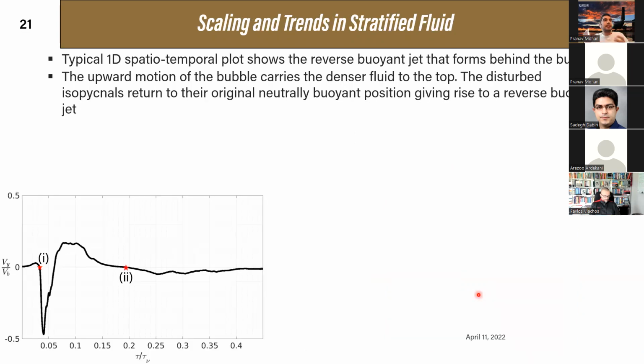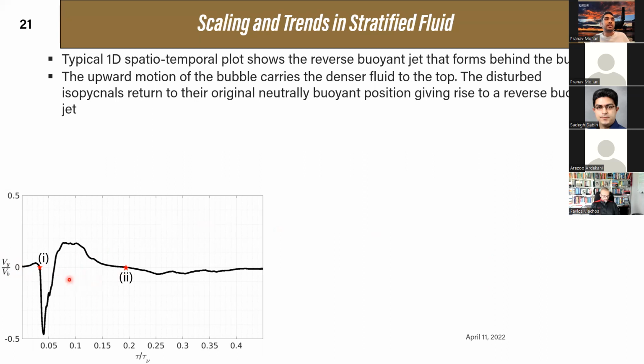To provide a better understanding of the dynamics going on, you can imagine there is a bubble and the density in the field of view is increasing. As the bubble is rising, the wake of the bubble carries the heavier fluid to the top. And when the gravitational force is large enough, this displaced fluid falls down, giving rise to a reverse buoyant jet.